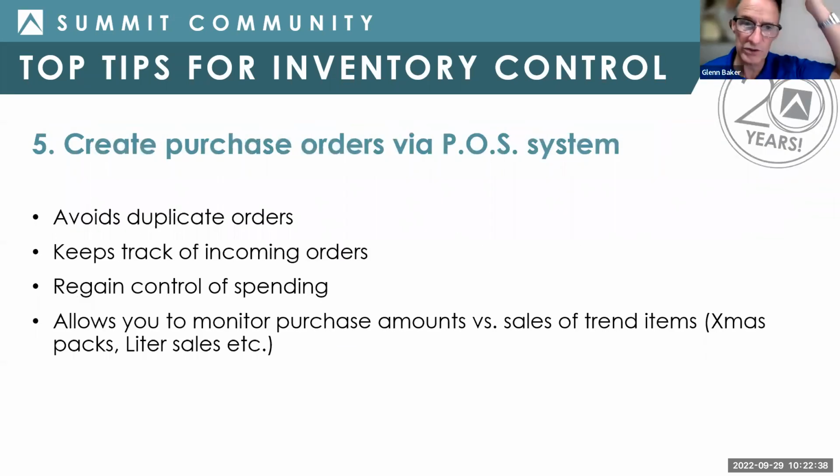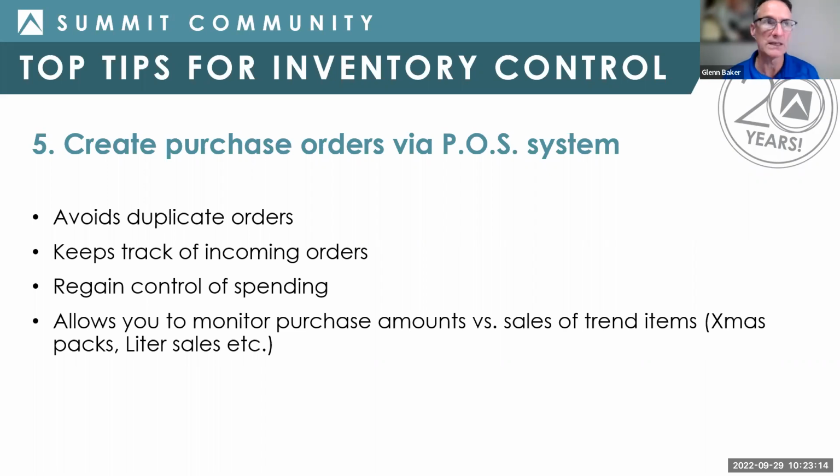Right down to number 5, which is really making sure that you create purchase orders in your POS system. So when we go to place an order, we do it through our software POS system. Why do we do that? Well, number 1, we want to avoid doing duplicate orders. If we put it in through the system and place the order, it avoids duplicate orders. Number 2, it allows us to keep track of incoming orders. So if an order comes in, I want to compare the incoming order to the purchase order that I made through the software system.